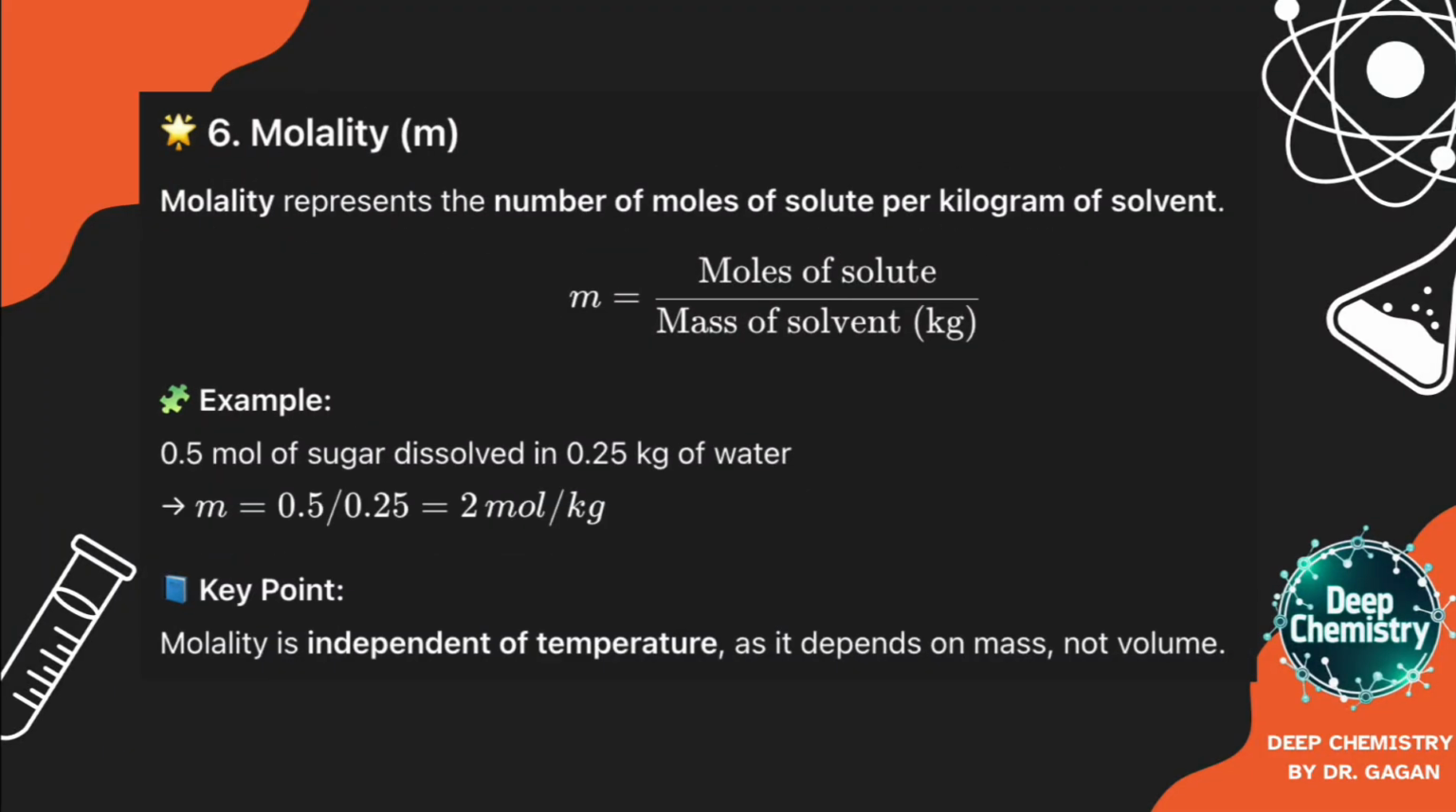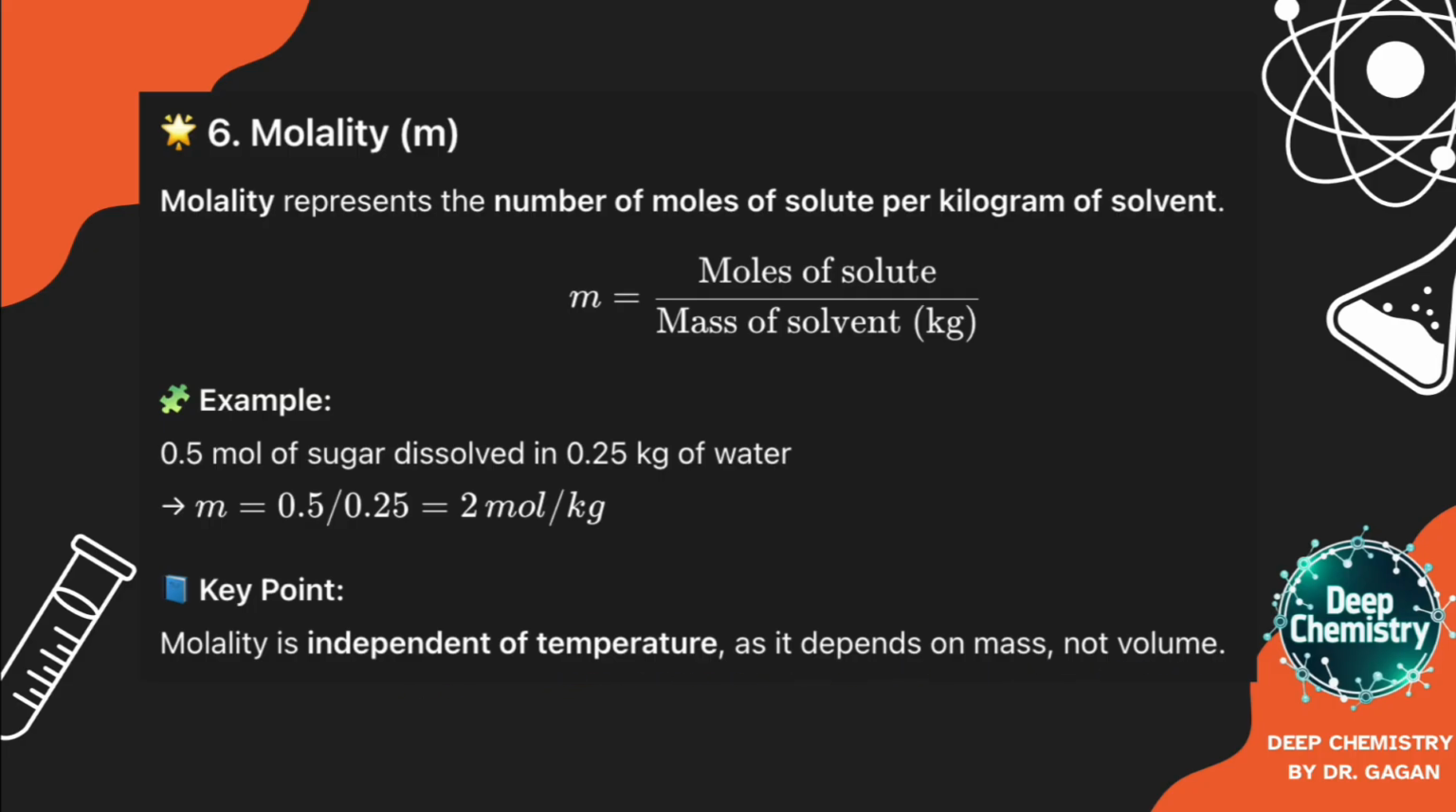Next is molality. Molality is quite similar to molarity, but instead of liters of solution, it uses kilograms of solvent. So the formula is moles of solute divided by mass of solvent in kg. It is represented by small m as shown. For example, 0.5 moles of sugar dissolved in 0.25 kg water, then the molality equals 0.5 divided by 0.25, which is equal to 2 mole per kg. Since mass doesn't change with temperature, molality stays constant.